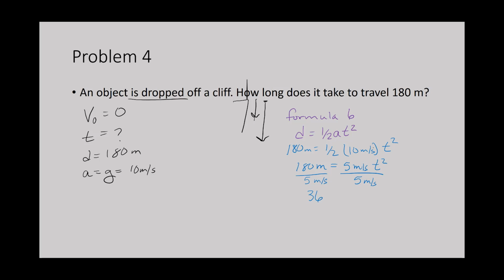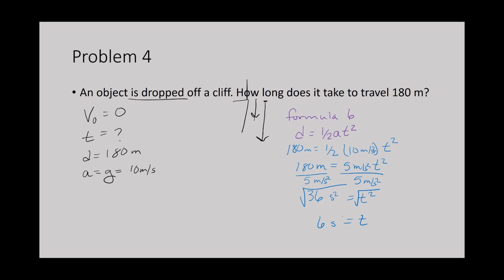Oops, 10 meters per second squared. Put my square on there. And my units over here, my meters would have canceled out when I invert and multiply. So I would be left with seconds squared is equal to time squared. Now, in order to get rid of a square, we have to square root both sides. So the square root of 36 is 6, the square root of seconds squared is seconds, and then the square root of t squared is just t. Okay, so I end up with t is equal to 6 seconds.